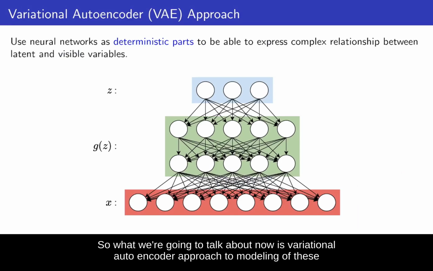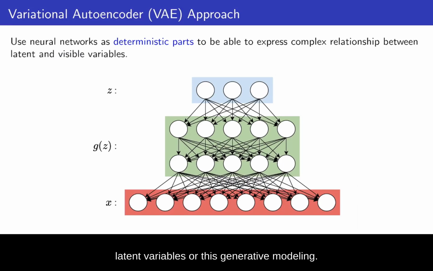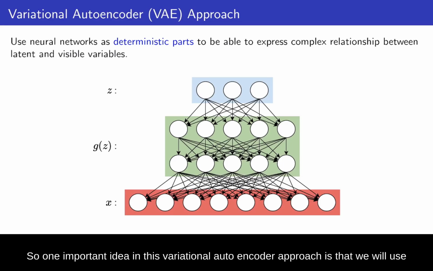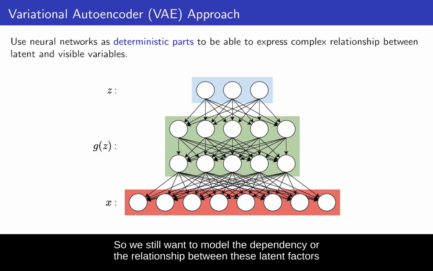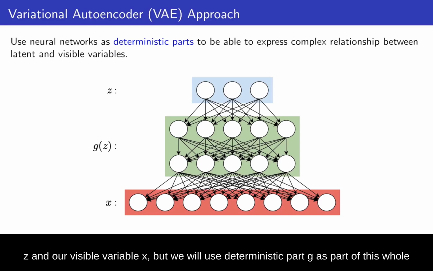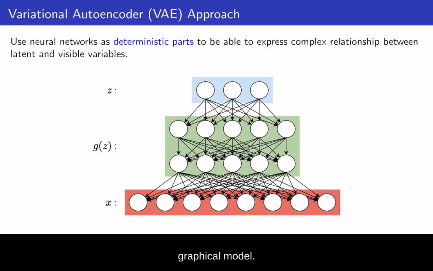Alright, so what we're going to talk about now is a variational autoencoder approach to modeling of these latent variables, or this generative modeling. One important idea in this variational autoencoder approach is that we will use deterministic paths within a graphical model. We still want to model the dependency or the relationship between these latent factors z and our visible variable x.